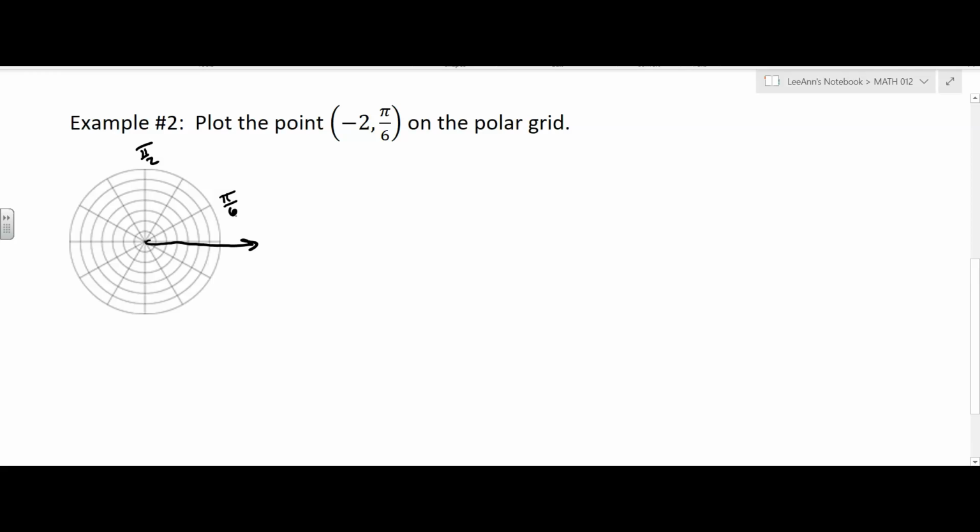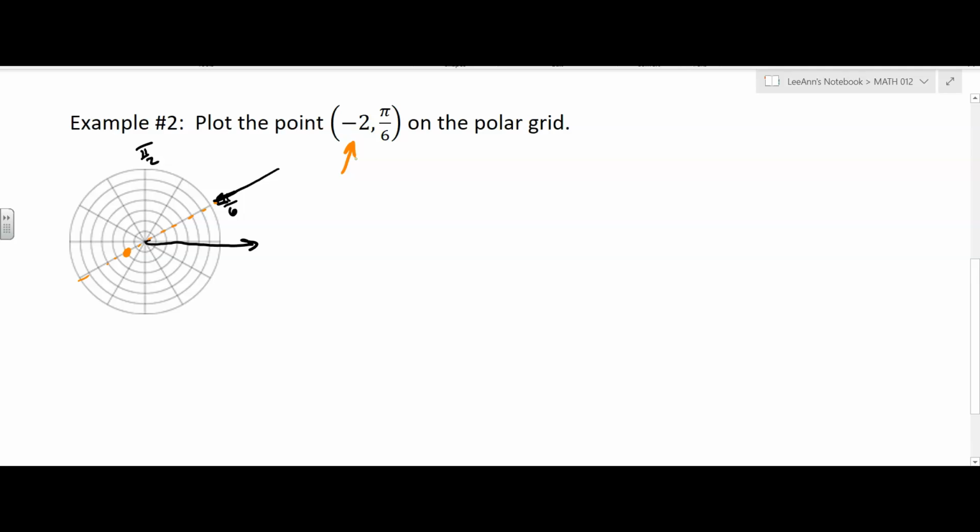Now, notice that it's -2. So you're thinking about this line here, but you can't go 2 in the positive direction. You have to go in the negative direction. So go back 2 circles, 1, 2, and it would be right there. Do you see how this is all the same line, pi over 6? Now we're going in the negative direction because this r is a -2. Okay, so that one's a little bit different.